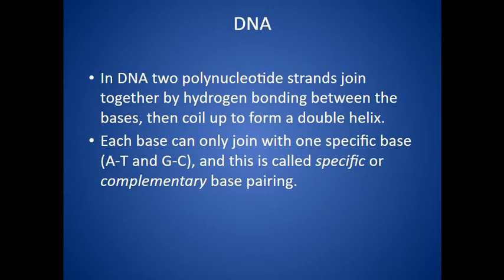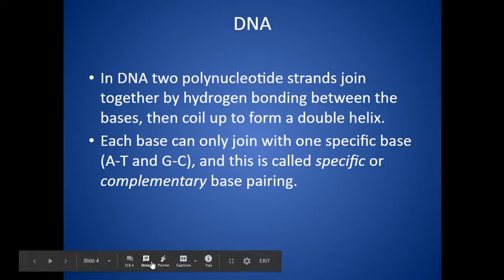Okay, so in DNA, two polynucleotide strands join together by hydrogen bonds. Basically we have these bonds between the two bases, and it forms that bridge between the two strands, the leading and the lagging strand, and then that actually makes a double helix in the DNA. Each base can only join with one specific base, A's with T's and C's with G's. We call this complementary base pairing.